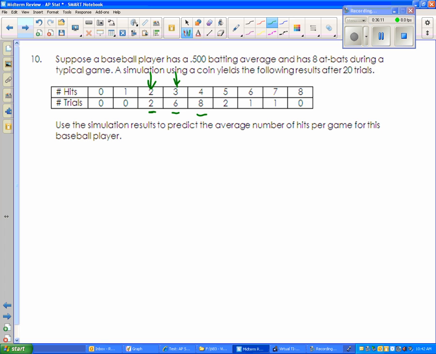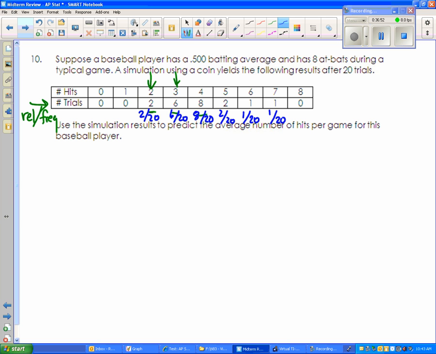So if I want to predict the average number of hits per game, this is very similar to when we found the expected value from a probability distribution. The difference between the two tables is that I haven't done the division yet. So this is the frequency, not the relative frequency. Relative frequency corresponds to the probability. So if I did 20 trials, if I wanted to find the relative frequency, I would take 2 out of 20, 6 out of 20, 8 out of 20, and so forth. And so if you wanted to find the relative frequency of all of these values, then you would simply find the expected value the same way you did with random variables.